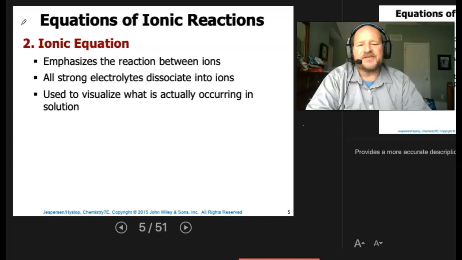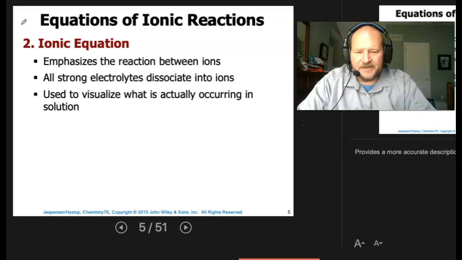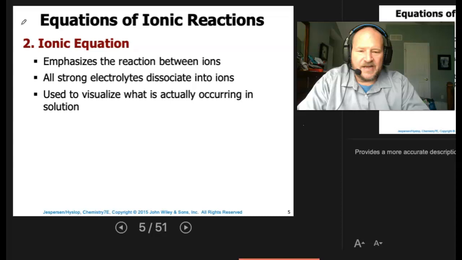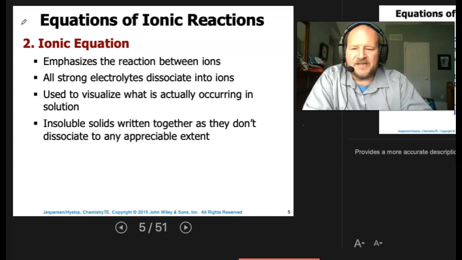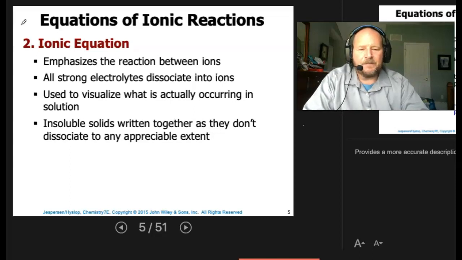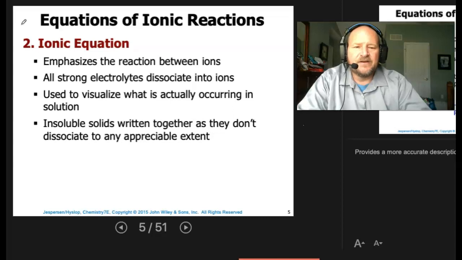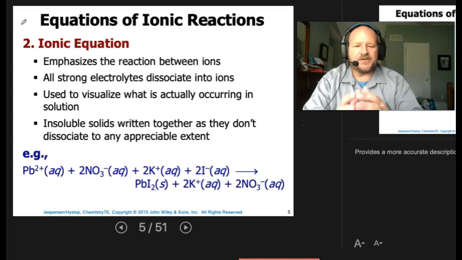Now remember, all these things are happening at the same time. So if I've already put the potassium iodide in solution, then the particles are already broken apart. And so now it's just a matter of mixing them together. Soluble solids will be written together as they don't dissociate. So if I get two ions that are in solution that form a compound that is insoluble, then we'll write that as a solid.